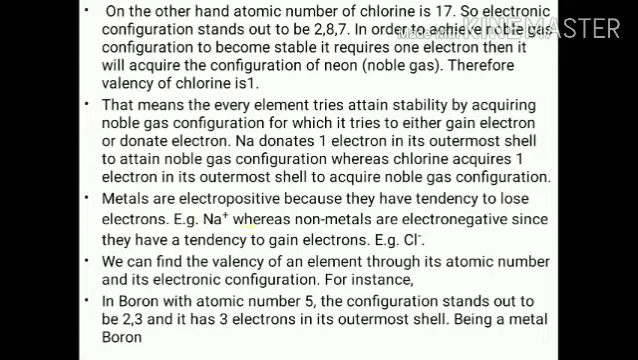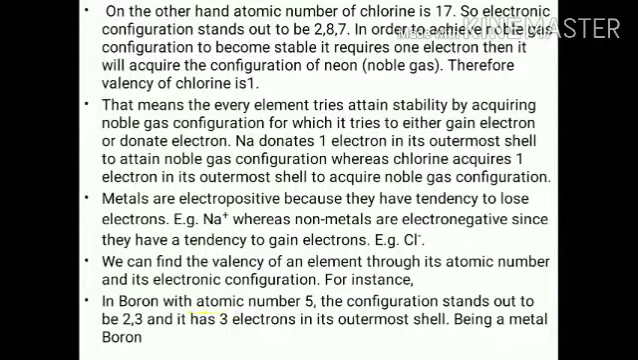Metals are electropositive because they have a tendency to lose electrons, for example Na plus. Whereas non-metals have a tendency to gain electrons, so they are electronegative, for example chlorine. We can say that all the metals like sodium, potassium, calcium, and magnesium are electropositive in nature, and all the non-metals are electronegative in nature. We can find the valency of an element through the atomic number and its electronic configuration.